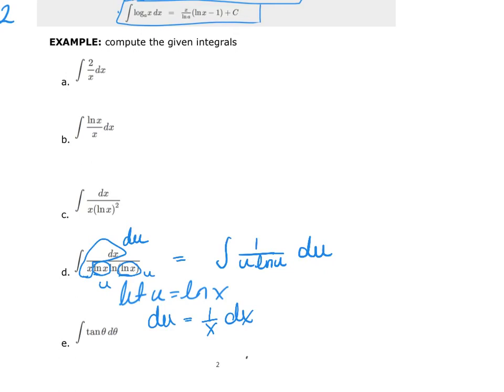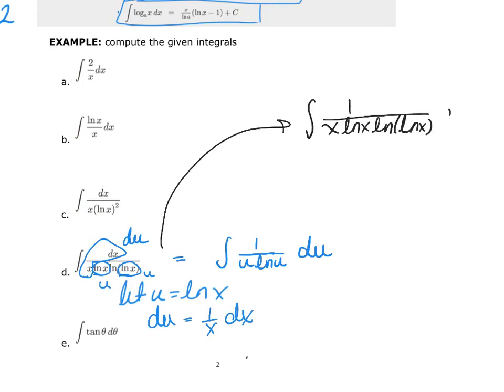So I'm going to stop there and ask, let me rewrite this as the integral of 1 over x, the natural log of x, the natural log of the natural log of x, dx. When I did du is equal to the natural log of x, that means wherever I see the natural log of x, I replace that part with u. So those get replaced with u.